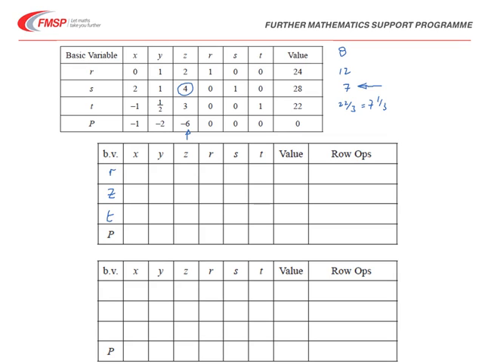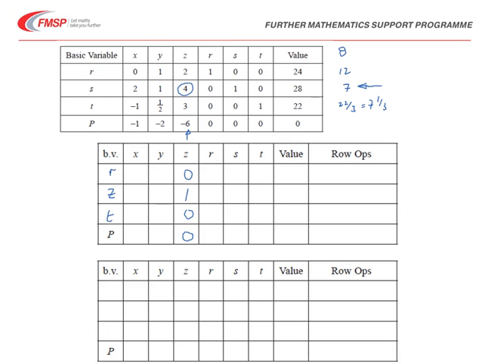We want to make the pivot column equal to zeros and a 1 at the pivot. So the pivot itself becomes 1, and the other elements in that column are going to become zeros. To make the pivot equal to 1, we're going to divide this row here for S by 4.